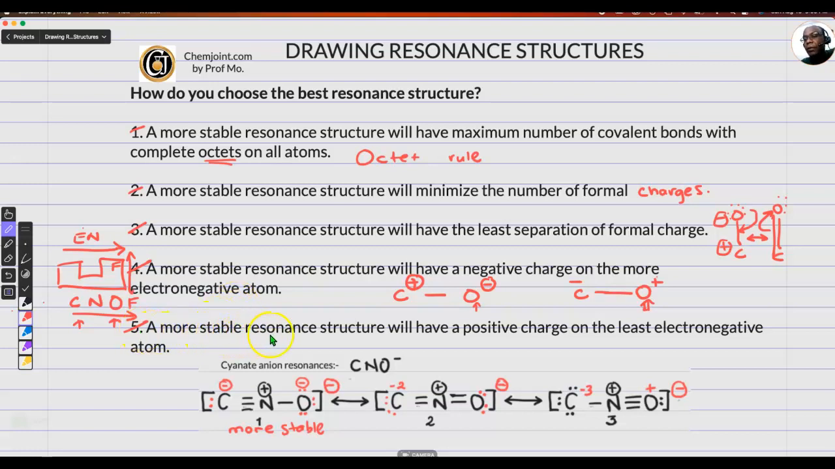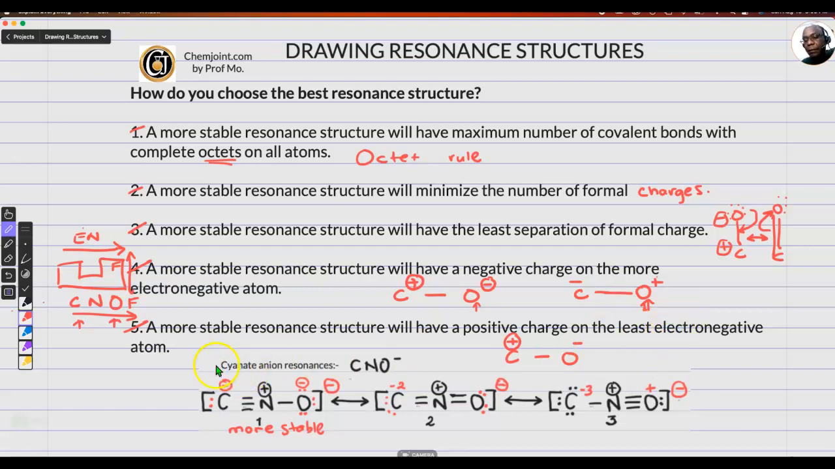Number 5, a more stable resonance structure will have a positive charge on the least electronegative element, which is again illustrated above. You want the positive charge on carbon and not on oxygen, because carbon is less electronegative, which means it's more electropositive.